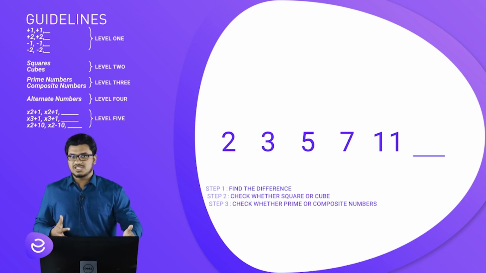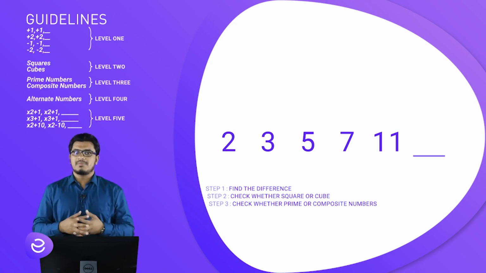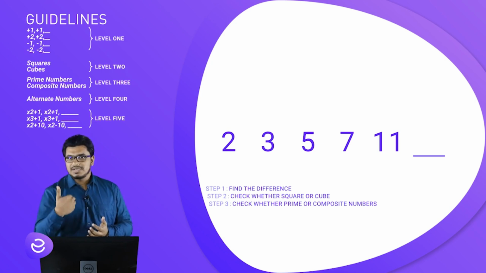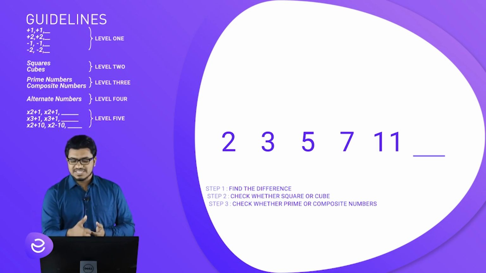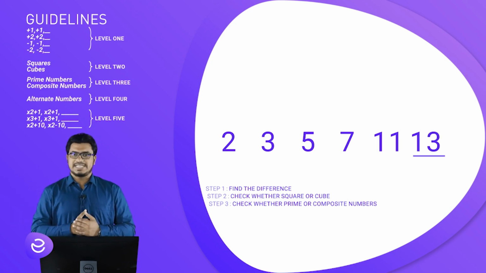So you check the squares and the cubes. These are not squares, these are not cubes. Then you check the prime numbers and the composite numbers. You can see that this is a prime number series. You get 2, 3, 5, 7, 11. The next number will be 13. So 13 is a prime number.